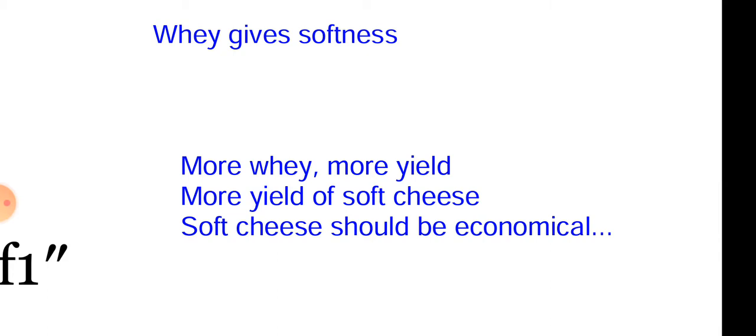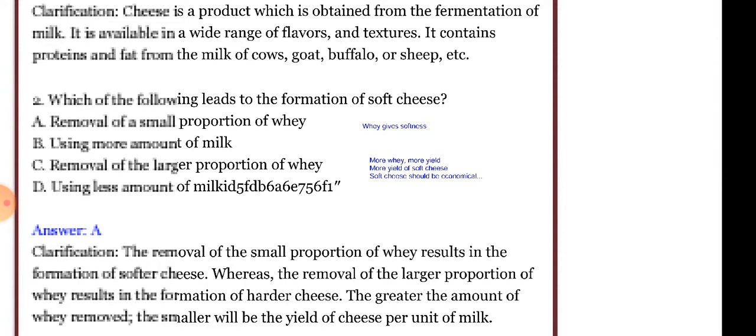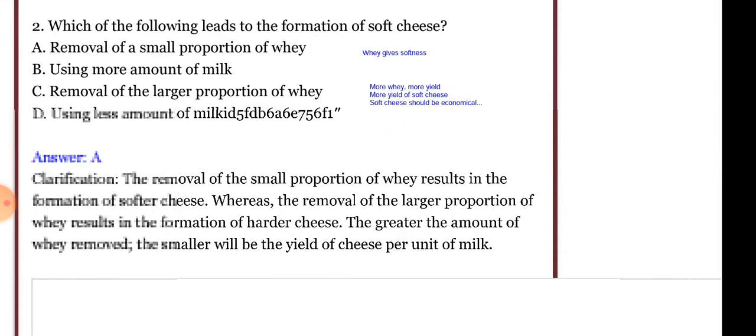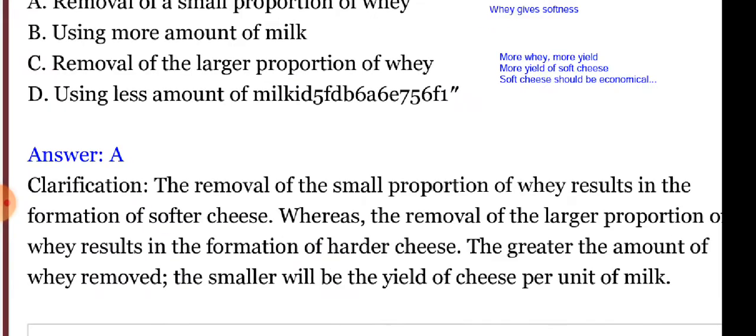So the more whey, the more yield, and the whey gives softness. More whey, more yield and more softness. If more whey is removed, then there will be more hardness. If there is more whey in the milk or the cheese, then it will be a softer cheese. The question is, which of the following leads to formation of soft cheese? Soft cheese will be the small removal of a small proportion of whey.